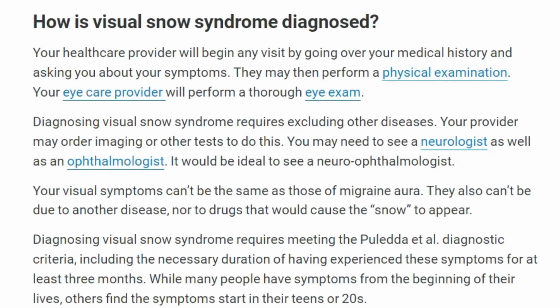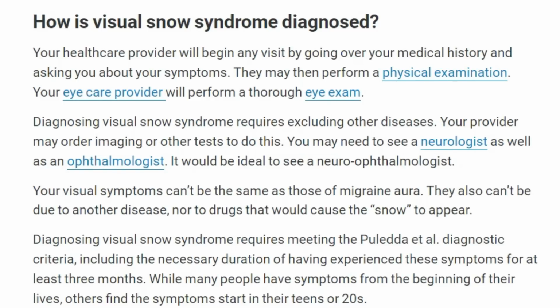How is visual snow syndrome diagnosed? Your healthcare provider will begin any visit by going over your medical history and asking about your symptoms. They may then perform a physical examination. Your eye care provider will perform a thorough eye exam. Diagnosing visual snow syndrome requires excluding other diseases. Your provider may order imaging or other tests to do this. You may need to see a neurologist as well as an ophthalmologist. It would be ideal to see a neuro-ophthalmologist. Your visual symptoms can't be the same as those of migraine aura. They also can't be due to another disease, nor to drugs that would cause the snow to appear.